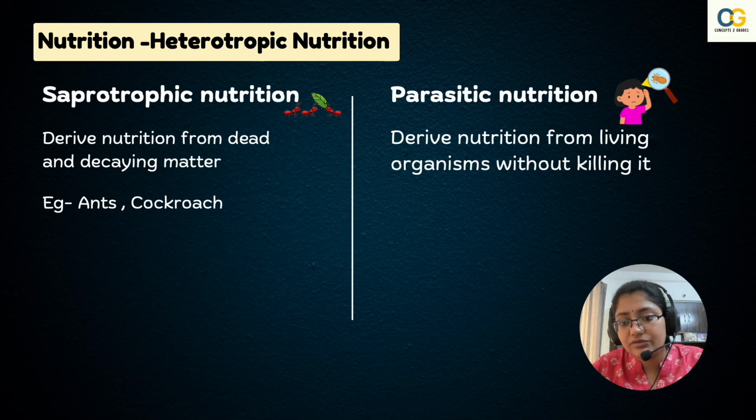It's not living anymore for you to eat it. But in parasitic nutrition, without killing the organism, you start deriving nutrition from it. Like the lice in your hair, leeches. So all of these things happen because of parasitic nutrition.